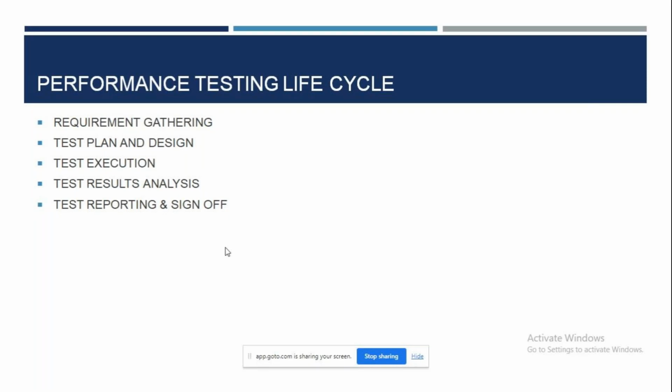Then the test plan and design. Once you have gathered the requirements and the scenarios, the next phase is that you will develop your test scripts. You have to come up with your test strategy, your test plan, and develop your test scripts. Now that you have developed the test scripts, and let's assume your test plan or test strategy is approved, you can proceed to the test execution phase. In test execution, you are basically going to do the execution. Clear?